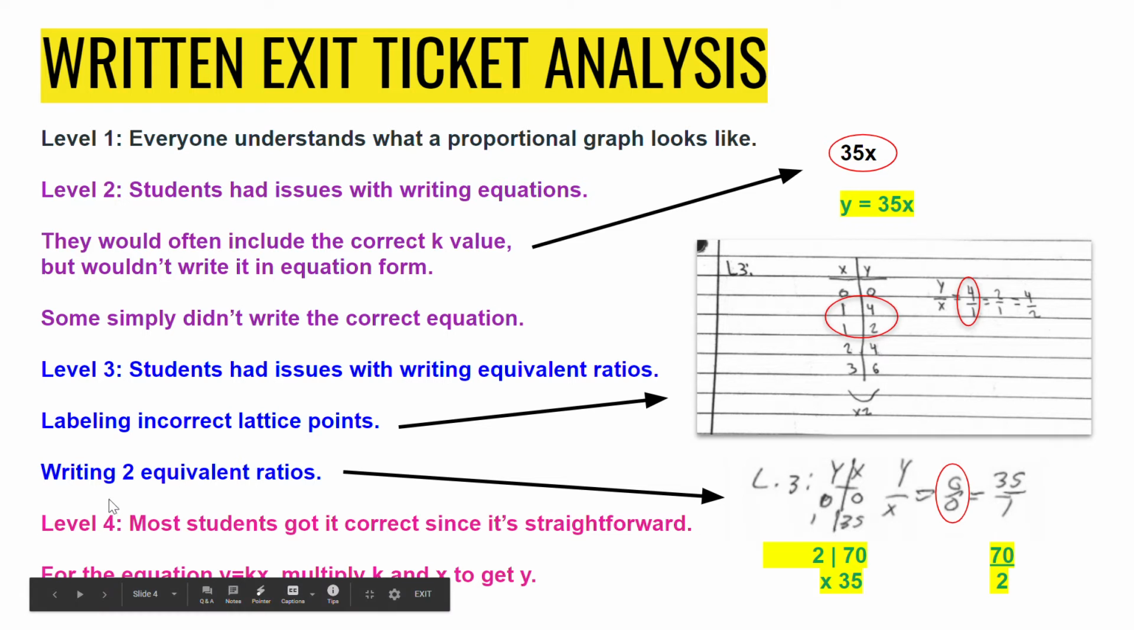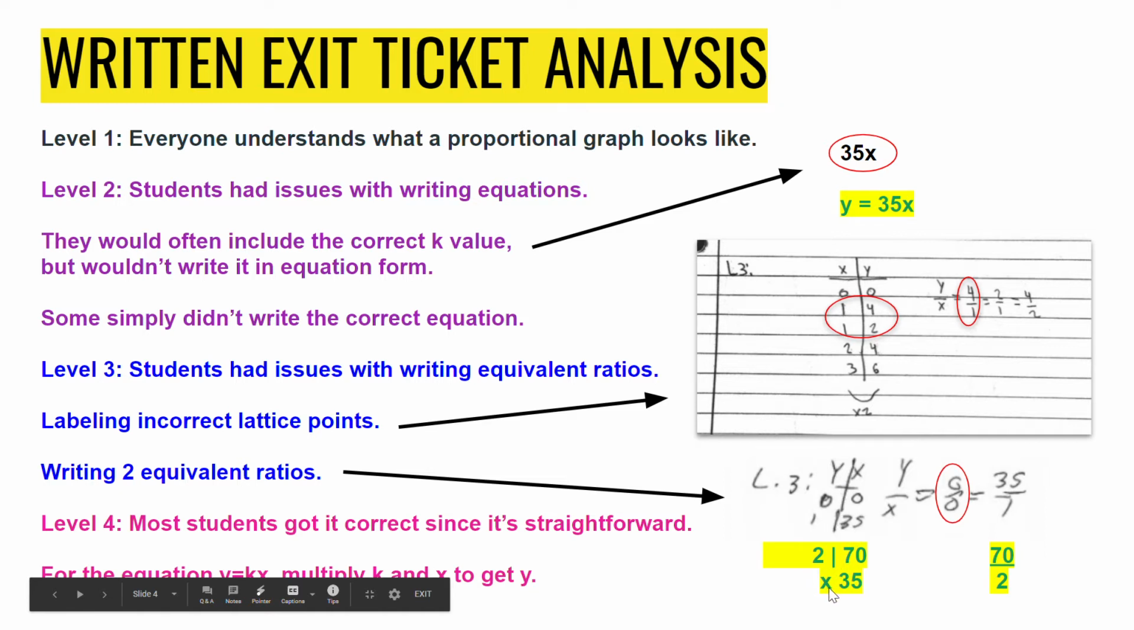Also, some students were having trouble writing two equivalent ratios. They would have these as lattice points (0, 0) and (1, 35), and they write 35 over 1 equals 0 over 0. You cannot divide by 0. If you ever try that on a calculator, you'll see that it says error or undefined. We cannot divide by 0. So if you need more points, what you can do is extend your table. And you know the rule is times 35.